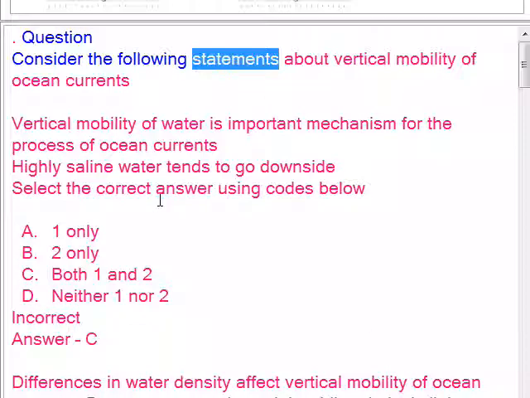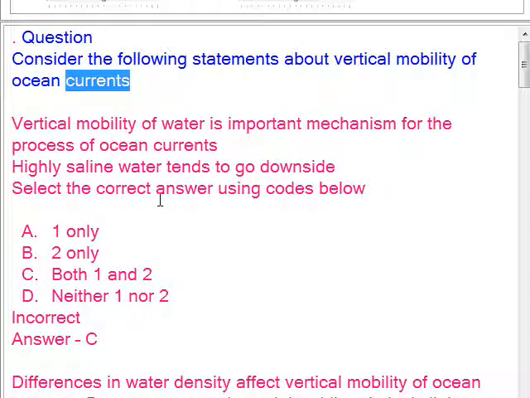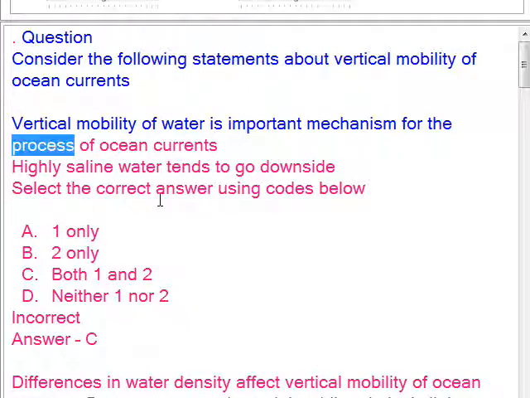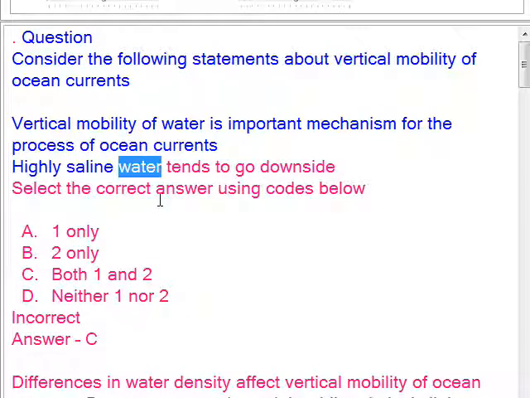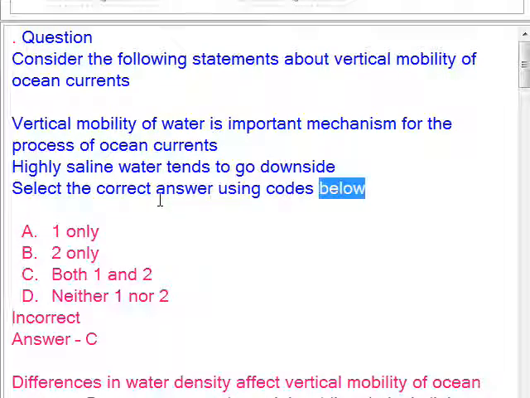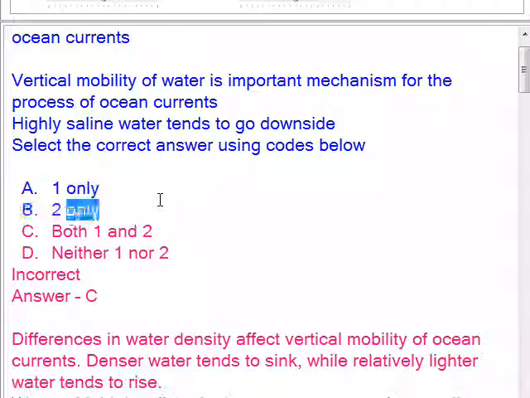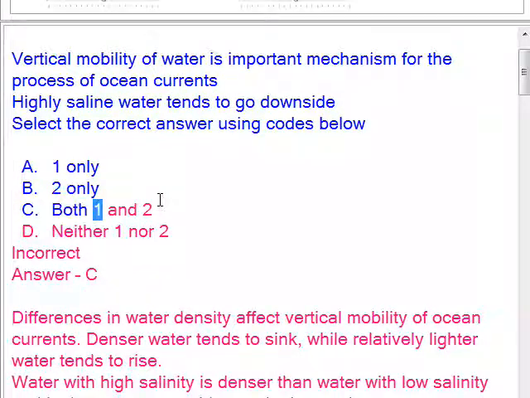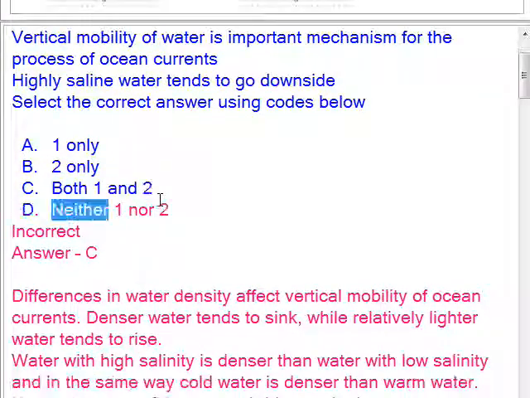Consider the following statements about vertical mobility of ocean currents. 1. The vertical mobility of water is an important mechanism for the process of ocean currents. 2. Highly saline water tends to go downside. Select the correct answer using codes below. A, 1 only. B, 2 only. C, both 1 and 2. D, neither 1 nor 2.